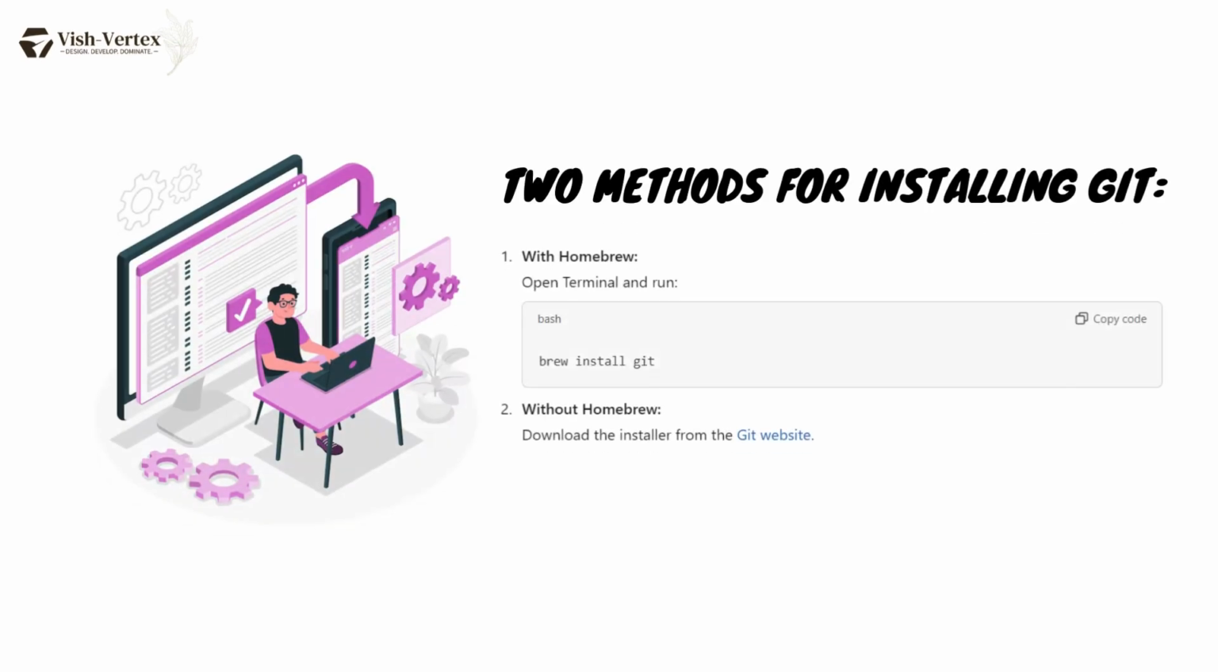Now, for macOS users, if you haven't got Homebrew installed yet, you can either install it first or grab the Git installer directly from the Git website. If you choose the Homebrew route, just open your terminal and type brew install git. Voila! Git will be installed in no time.